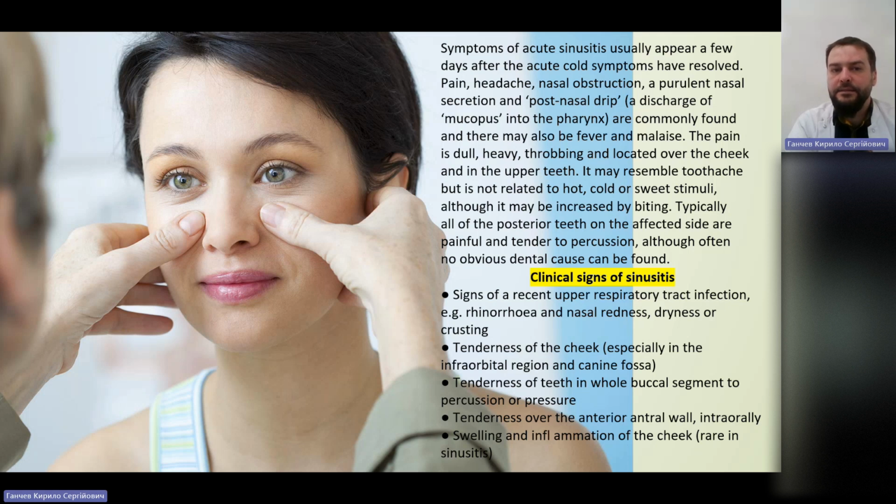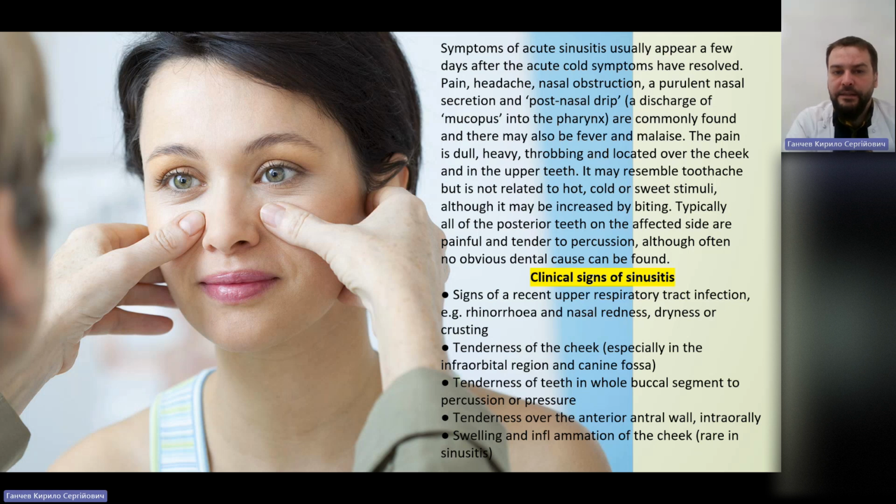The pain is dull, heavy, throbbing, and located over the cheek and in the upper teeth. It may resemble toothache, but is not related to hot, cold, or sweet stimuli, although it may be increased by biting. Typically, all of the posterior teeth of the affected side are painful and tender to percussion, although no obvious dental cause can be found.